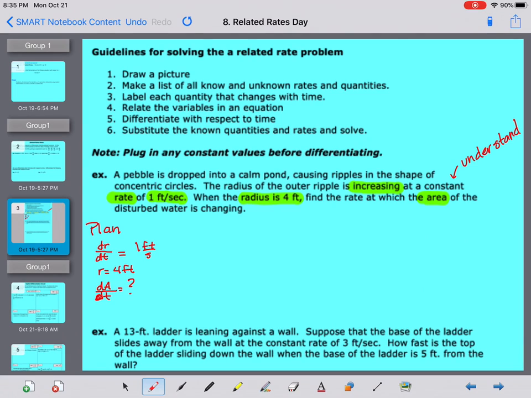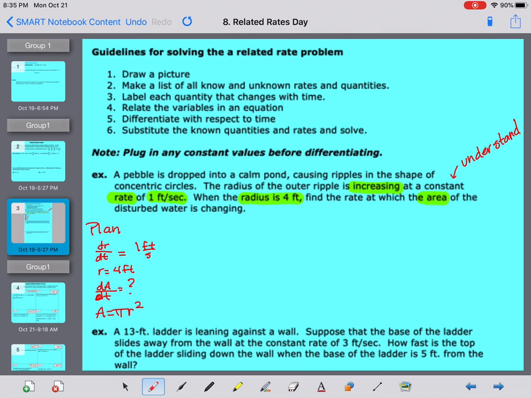Okay, so we know dr dt is 1 foot per second. We know our radius is 4 feet, and we're looking for our dA dt. So we're talking about the area and the radius of a circle. So we always want to look for an equation that relates those two things together. And this is a pretty simple one because it's A equals pi r squared.